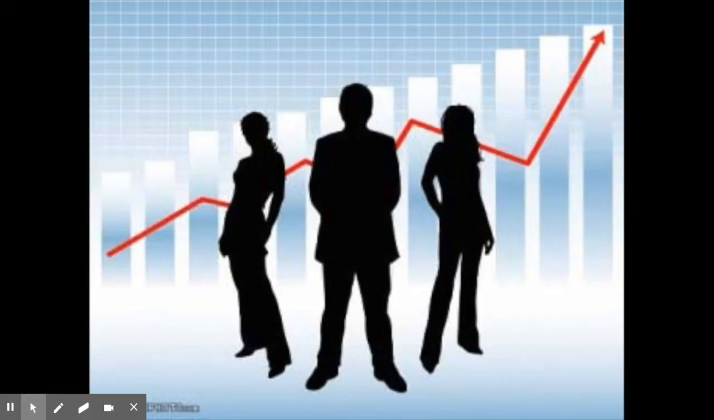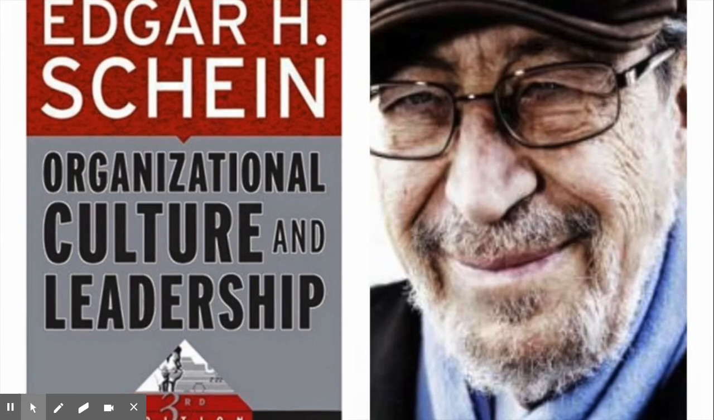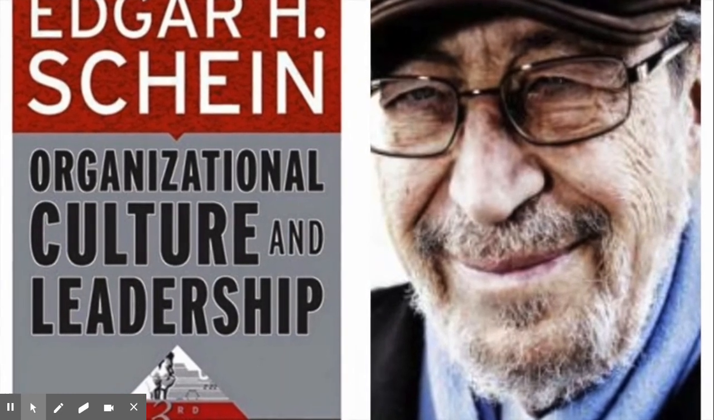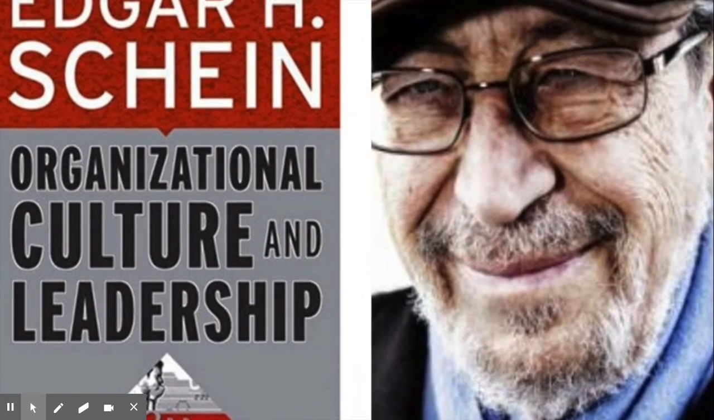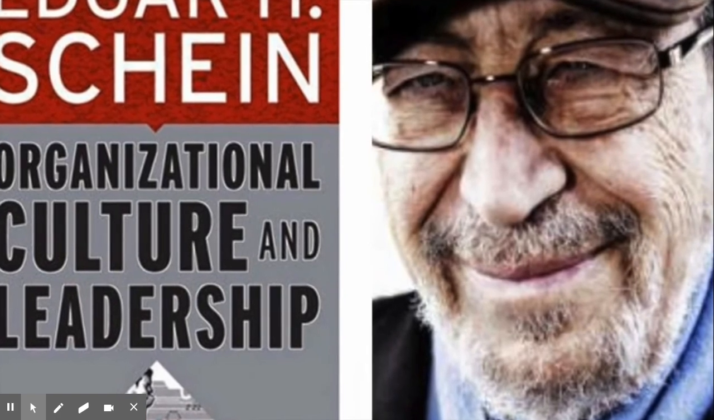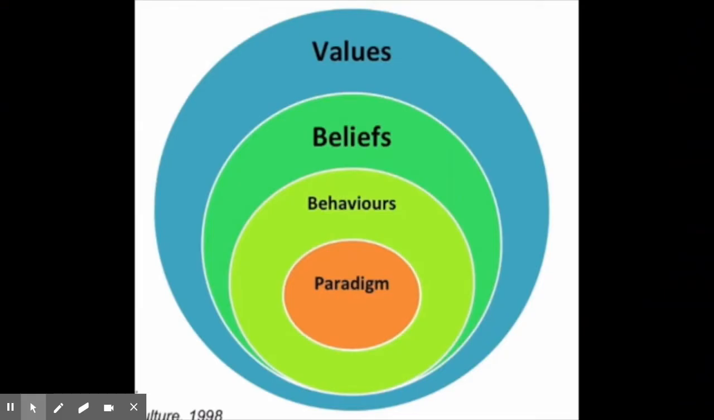Research has shown that organizational culture has a powerful impact on performance and long-term effectiveness of the organization, specifically on employee morale, retention, commitment, productivity, and innovation. Examples of companies with strong organizational cultures include Google, Apple, and Walmart. Edgar Schein, a former professor at MIT Sloan School of Management, established that there are four layers of organizational culture, including values, beliefs, behaviors, and paradigm.